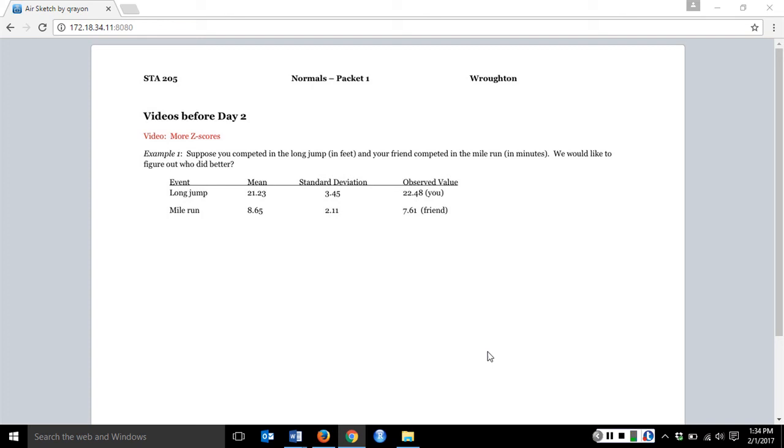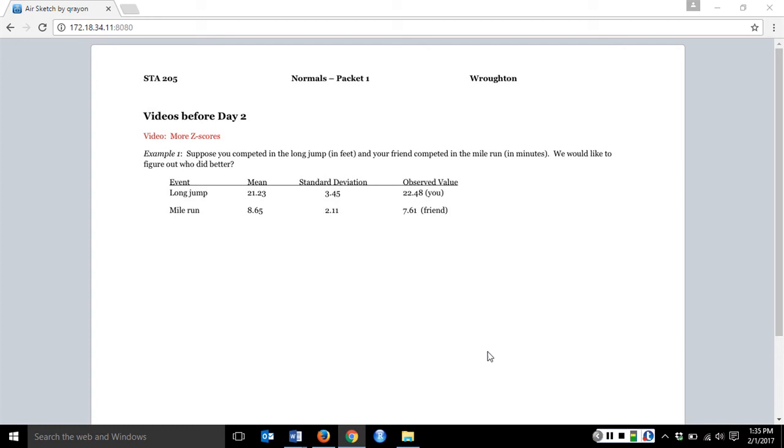We're going to start with the video about more z-scores. So basically, more practice of the last example we just did in class. Our goal here is we're competing in the long jump, and our friend is competing in the mile run. As you can note, the long jump is done in feet, and the mile run is done in minutes. We would like to figure out who did better, us or our friend. Very similarly, I gave you the means, the standard deviations, and the actual values. And our goal is just to figure out who did better.